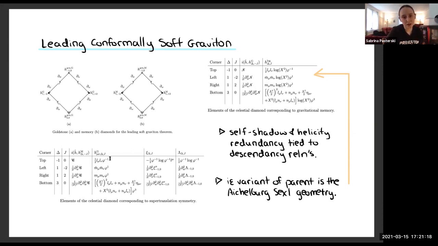So these parents are interesting because if you look at, for instance, the top corner of the memory diamond, on its own, this log of x squared profile isn't quite ideal. When you go up, you don't necessarily always obey the same equations of motion. So you can ask, is it really a primary descendant if it would be descending from something that I want to exclude from my phase space because it's not a radiative solution?